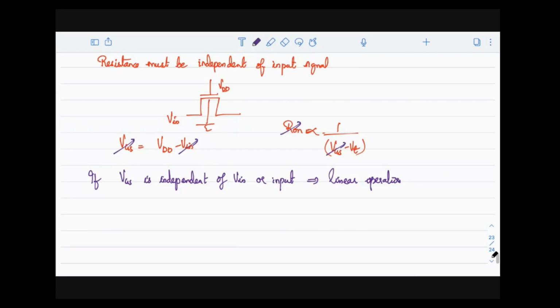NMOS switch connected to gate means you have to use another NMOS switch. And what should I do with that switch?